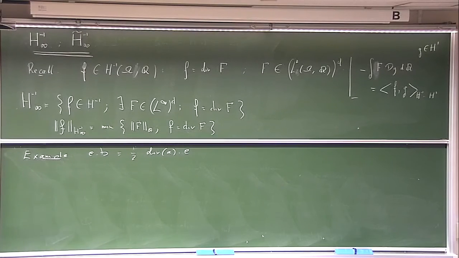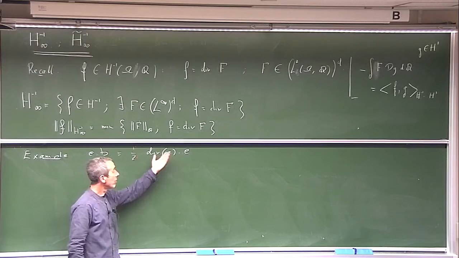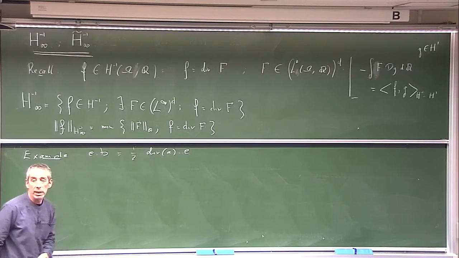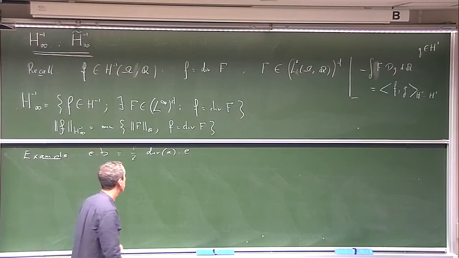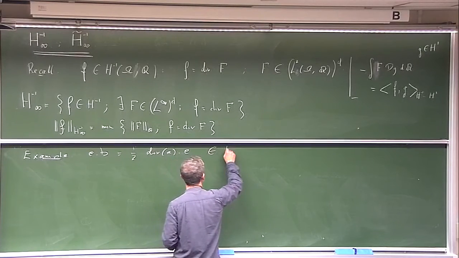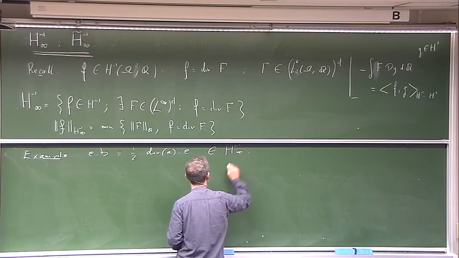And then, it's written in this equation that B is a divergence of A, and we assume that A is bounded. So this is indeed in H minus 1 infinity.